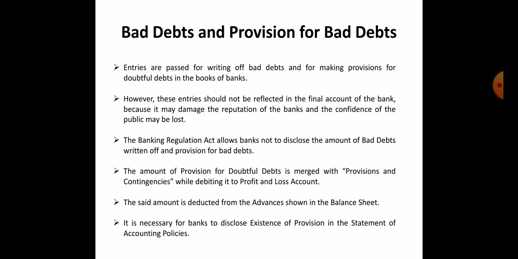The banking regulation allows the bank not to disclose the amount of bad debts written off and provision for bad debts. So the amount of provision for bad debts is merged with the provisions and contingencies while debiting the profit and loss account. The said amount is deducted from the advances shown in the balance sheet. It is necessary for the bank to disclose the existence of provision in the statement of accounting policy.